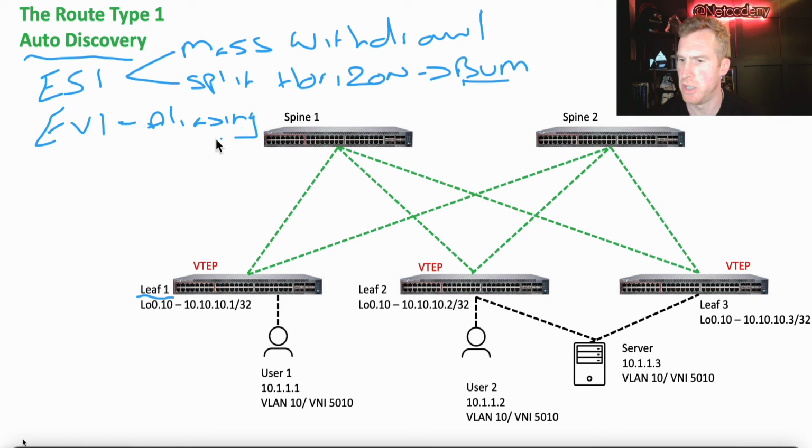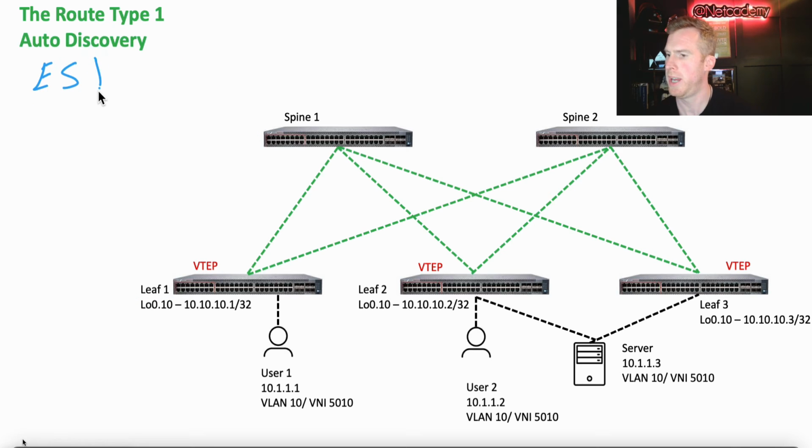But first, let's actually go through this ESI, this Ethernet segment identifier. So as we know, this server here, it's multi-homed. It's got two connections to the leaves, one each. Obviously, we've got a connection up to Leaf 2 and a connection up to Leaf 3. Now, from the server's point of view, this is just a link aggregation group. It doesn't see it as anything different, and it will be running LACP, link aggregation control protocol, to manage this.